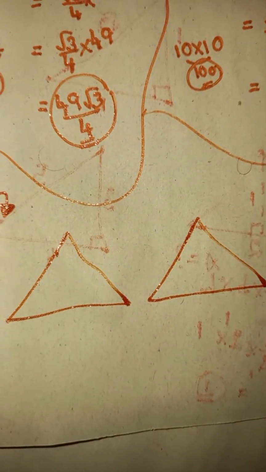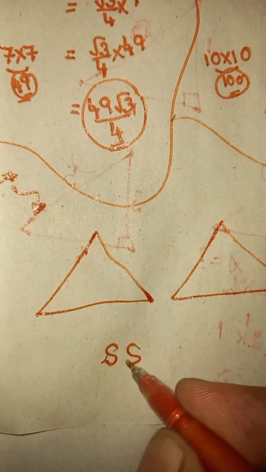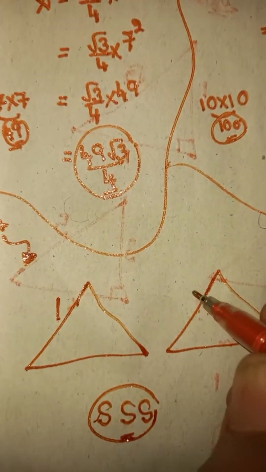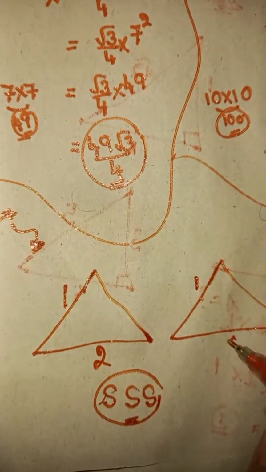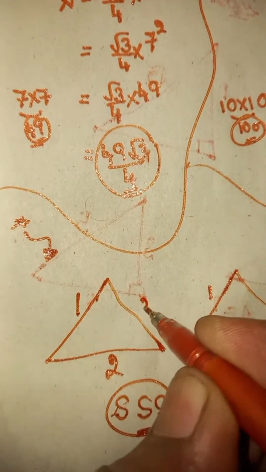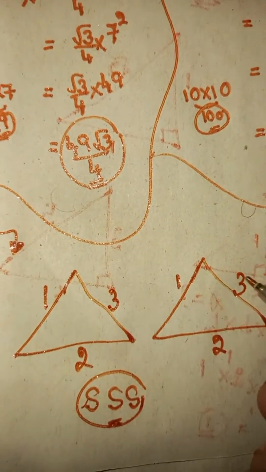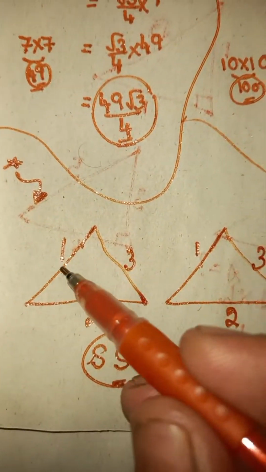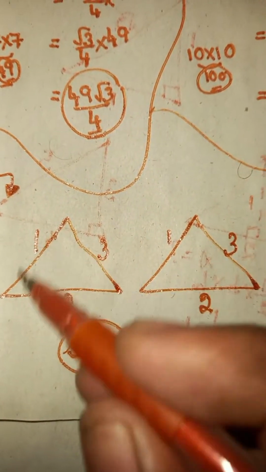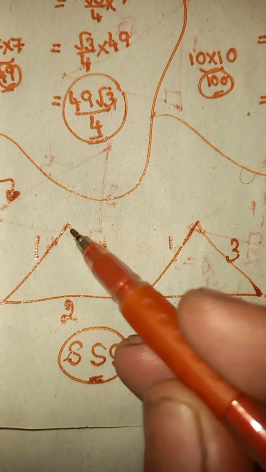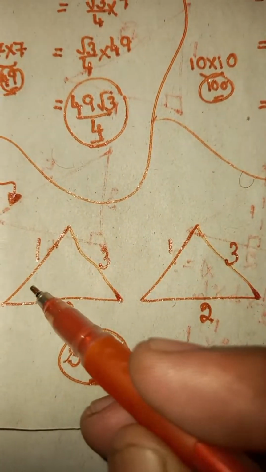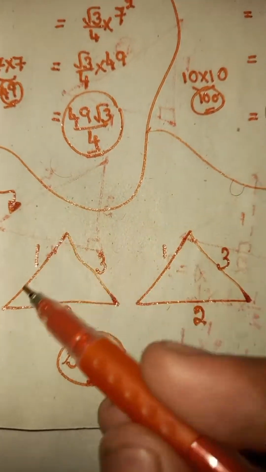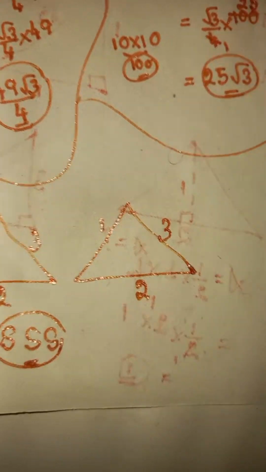I'm going to tell what SSS congruency is. SSS congruency means they gave this side and this side as 1 unit, these two sides as 2 units, and these two sides of this triangle and this triangle as 3 units. When all of these three are similar to one another, then automatically the angles are going to be equal. This angle will be equal to this angle, and this angle will be equal to this. So these two triangles are going to be congruent.